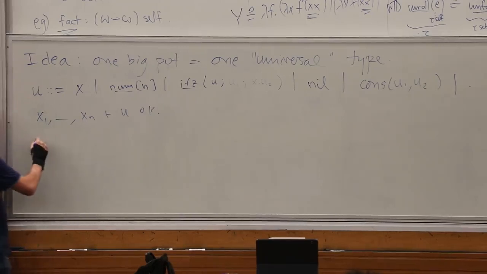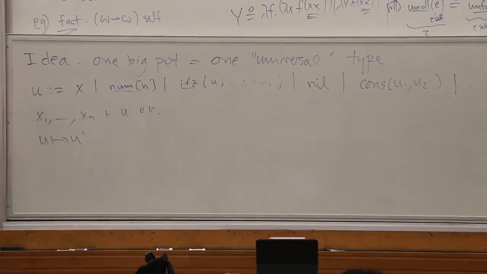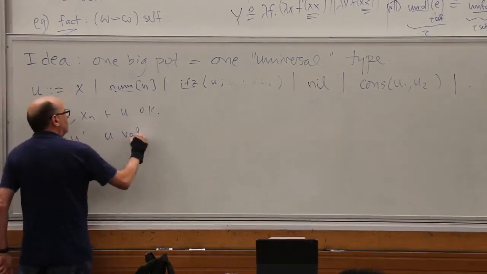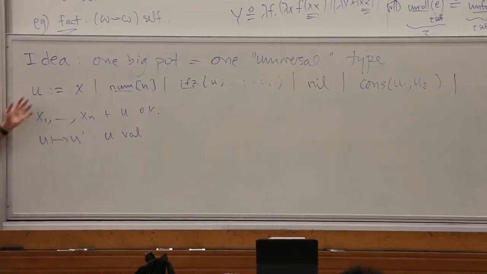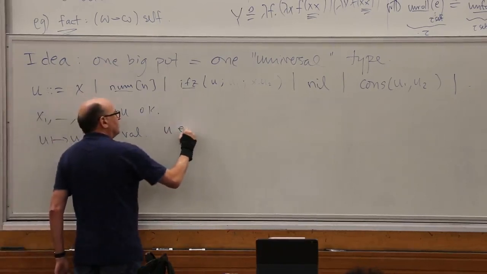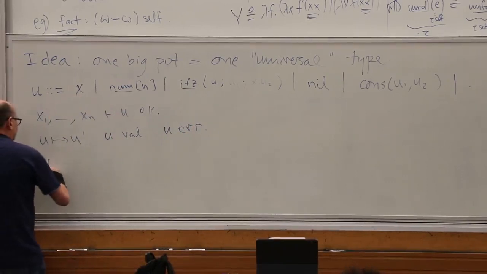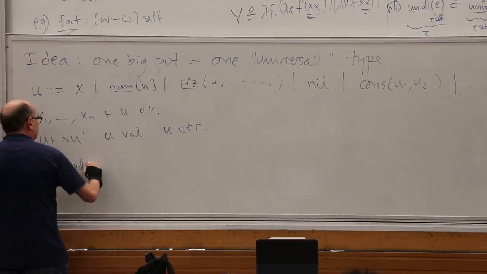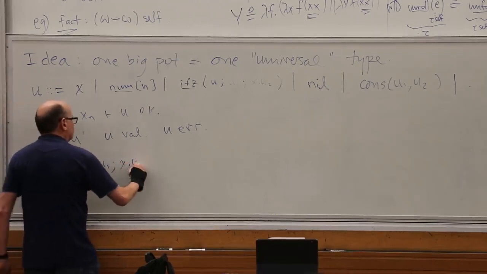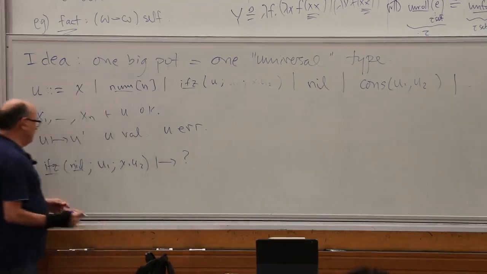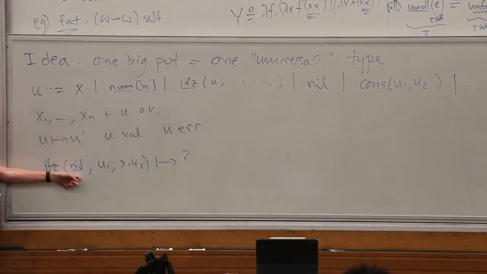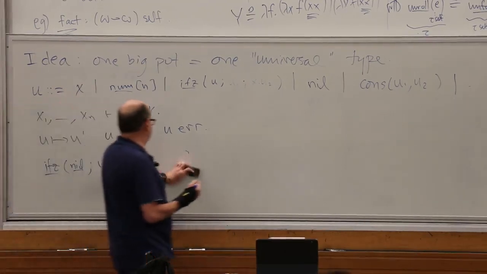So you do that, and then you have a dynamics, and it's going to look a lot like what you might want it to be. You just write a transition system like this, and you have U value. But you do have a problem, because besides U value you also have to have U error. The reason is that I can write down something that parses, like if Z nil, U1, x.U2, and what is that supposed to transition to? The way I'm setting this up, that's not a number, so the only thing I can say about it is that it's erroneous.